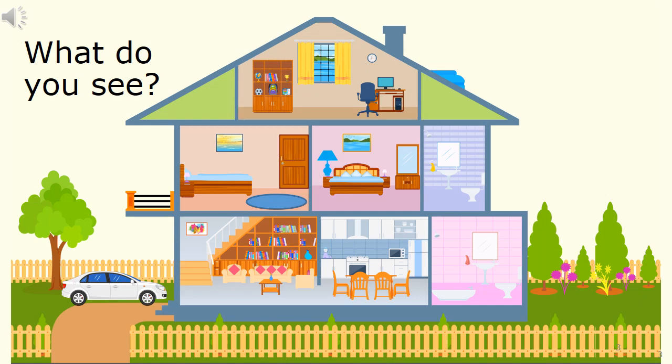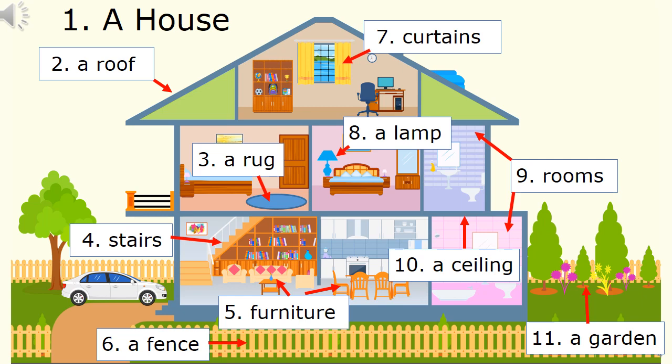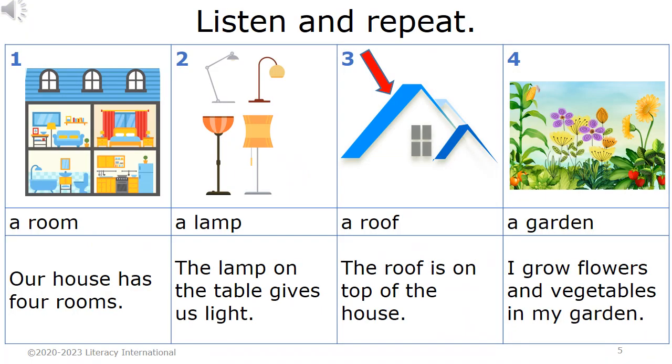What do you see? 1. A house. 2. A roof. 3. A rug. 4. Stairs. 5. Furniture. 6. A fence. 7. Curtains. 8. A lamp. 9. Rooms. 10. A ceiling. 11. A garden. Listen and repeat.